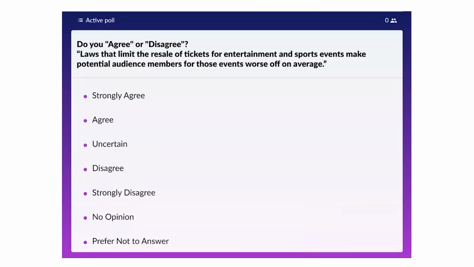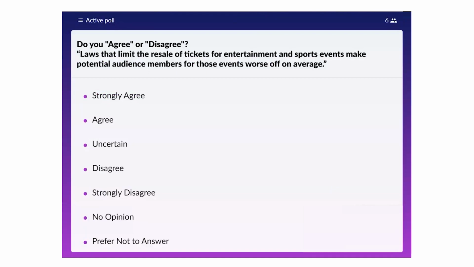Okay, let's take a look. So first, this is a poll. Do you agree or disagree with the following statement? Laws that limit the resale of tickets for entertainment and sports events make potential audience members for those events worse off. Agree or disagree? Actually, here I'll give you a scale.